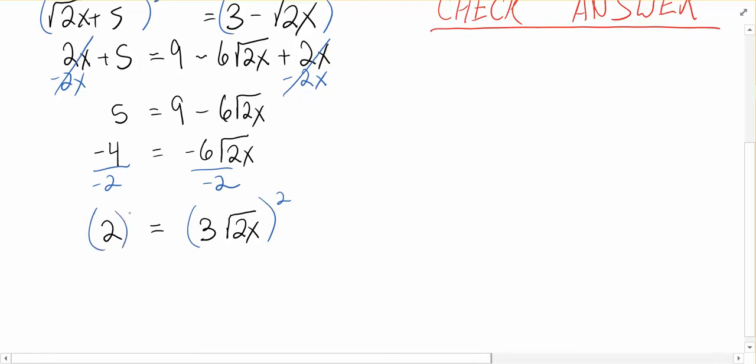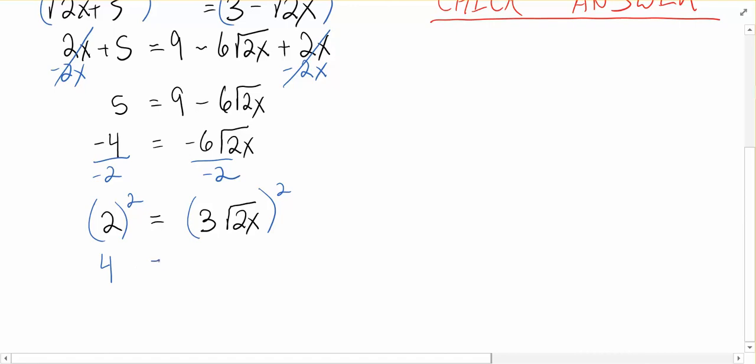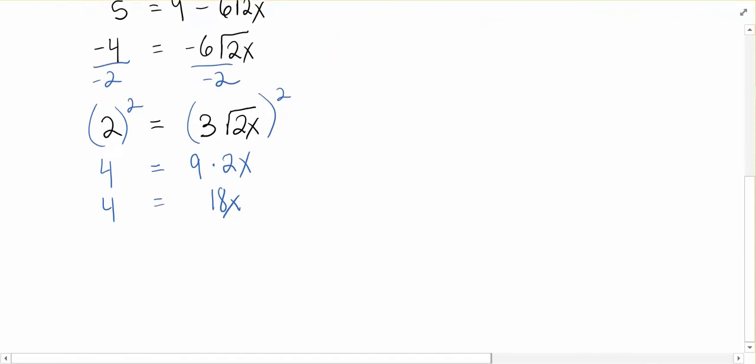We don't need to write down to check your answers again because we're already going to check whatever answers we get. 2 squared is 4. And now we want to be careful about how we square that right side. We need to square the 3, which gets us 9. We also need to square the square root of 2x, which gets us 2x. So we're looking at 18x on the right. If we divide both sides by 18, we get x equals 4/18 or 2/9.